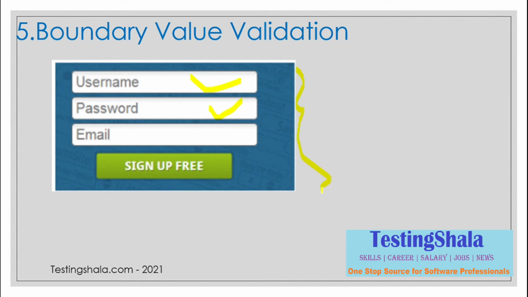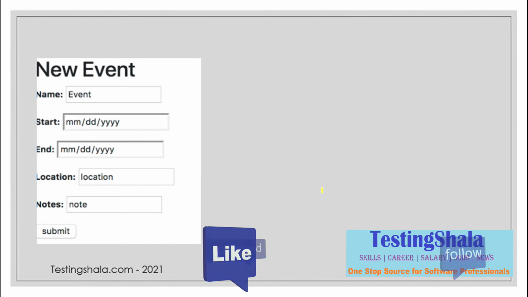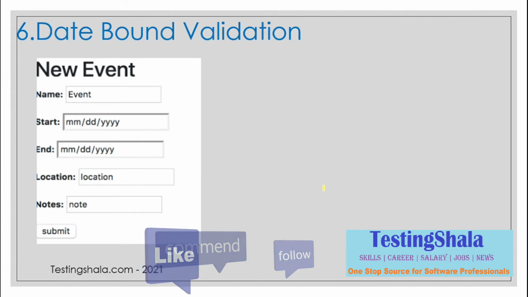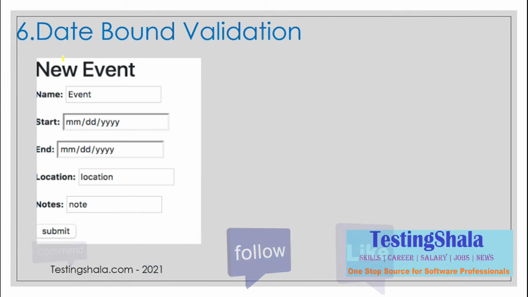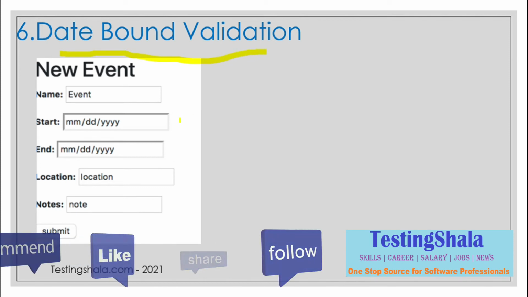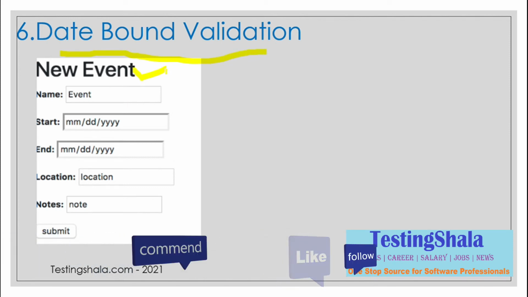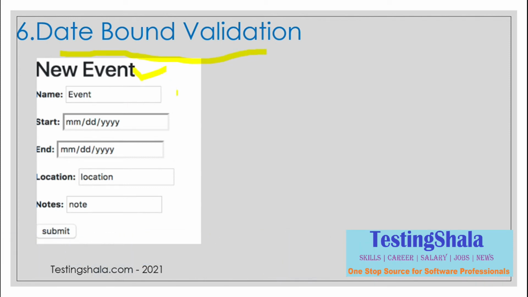There are certain places, let's say the new event creation, if you are trying to perform a validation here, the start date cannot be an old date because we are trying to create a new event. Either the event will happen today, or it may happen tomorrow, or it may happen after 10 days. But the event cannot be happening in a previous day or year. You cannot create an event like that.